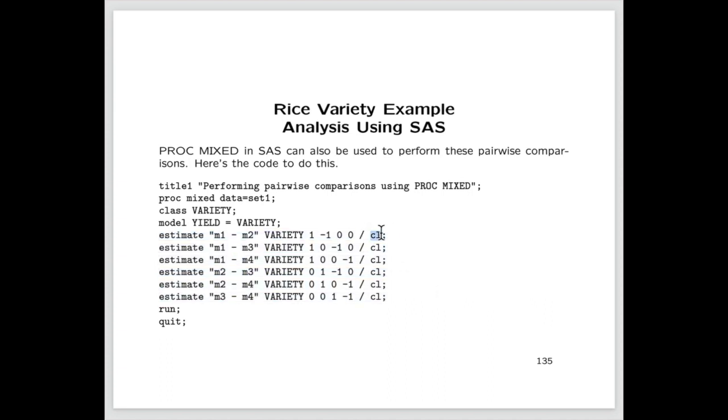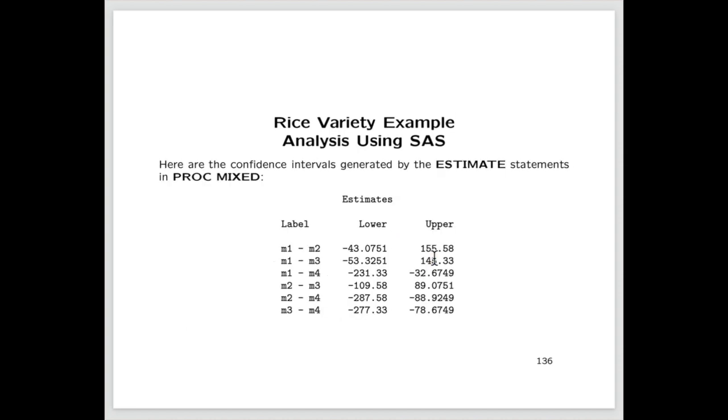And so after the contrast coefficients, we put a forward slash, and then the CL option, and that tells SAS proc mixed to produce not only the point estimate for the contrast that we've specified, but also to construct a confidence interval. And so we see here on this part of the SAS output that we get the lower and upper confidence limits.